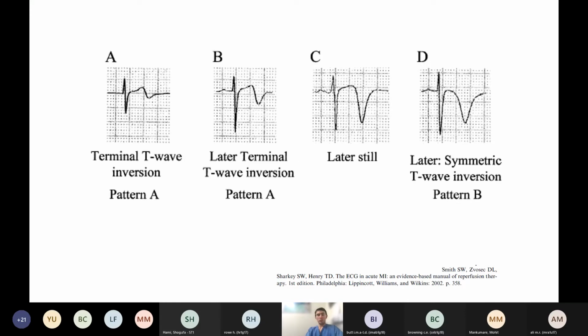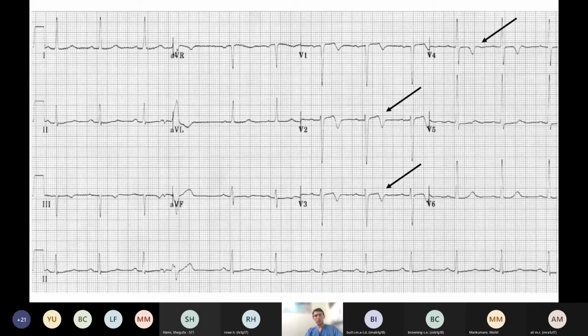And here is a good example of dynamicism. The start of the T wave inverting in A, so it's actually what we call biphasic, some up, some down. And then B, coming more progressively down, C, really quite deep, and then D, really, really deep. Let's take a look at a few examples.